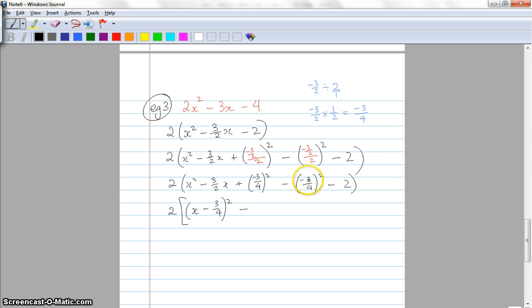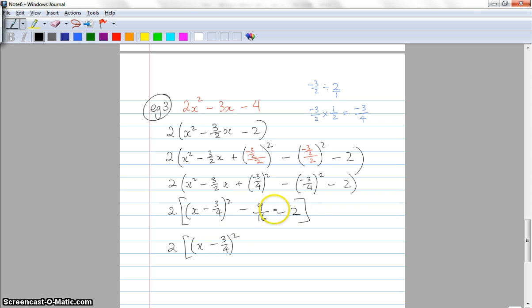Minus, when I square these things, negative 3 squared is 9 and 4 squared is 16. Some people forget to square the 4 down the bottom as well, but you have to do that. Minus 2 all in a big bracket. This becomes 2x minus 3 on 4 squared.